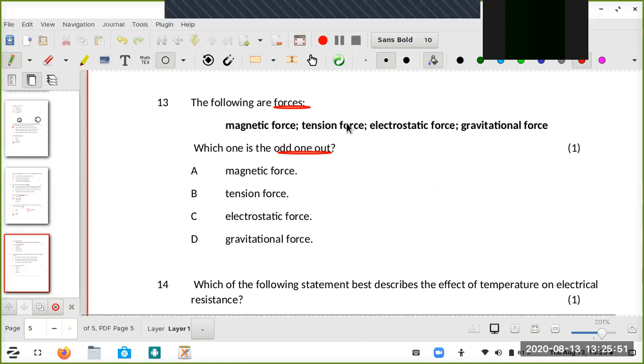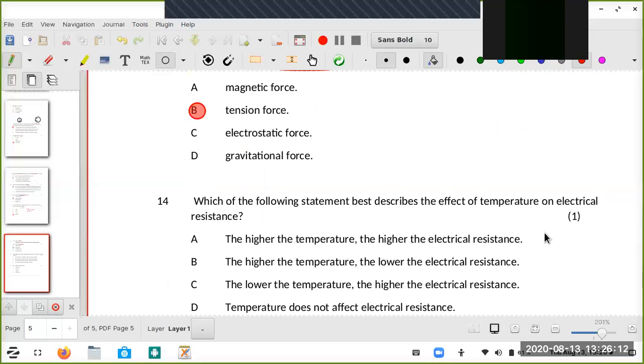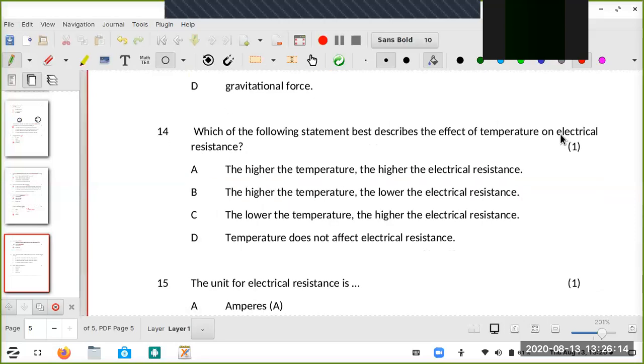Why? Because it's the only force that falls under contact. Whereas magnetic, electrostatic, and gravitational forces, they fall under field forces. So it means stating our answer here is what? B. This is the odd one out. This is the only force that falls under contact forces. The rest are field forces.